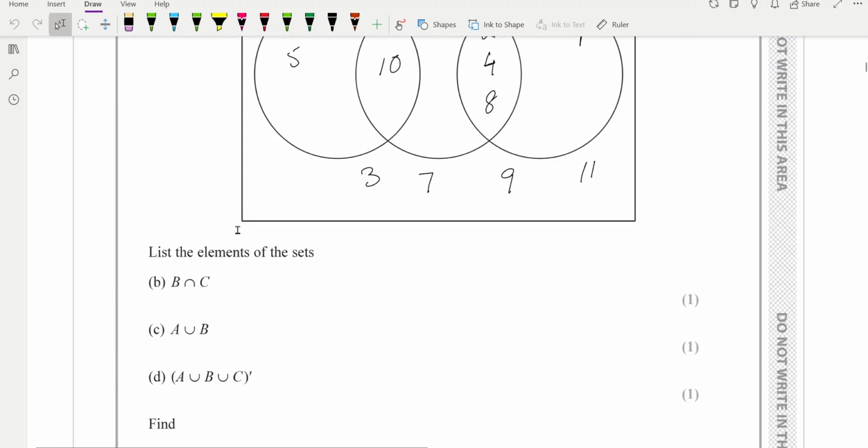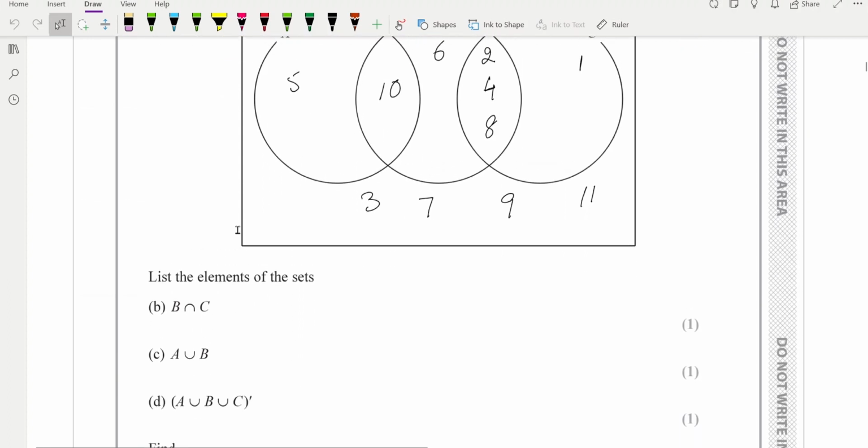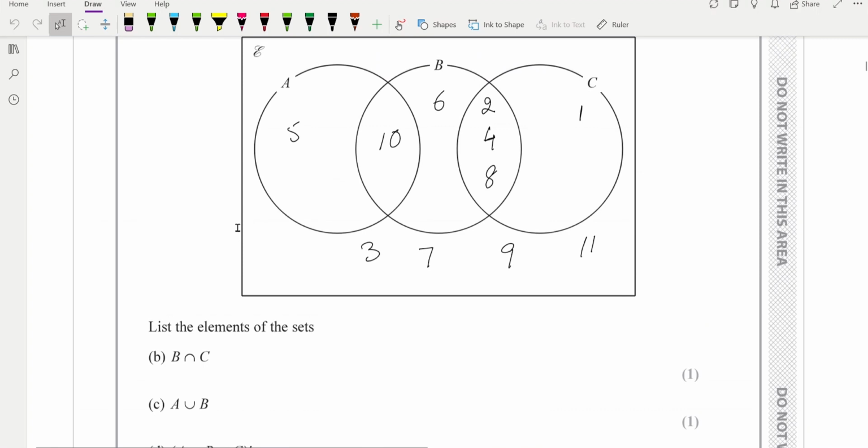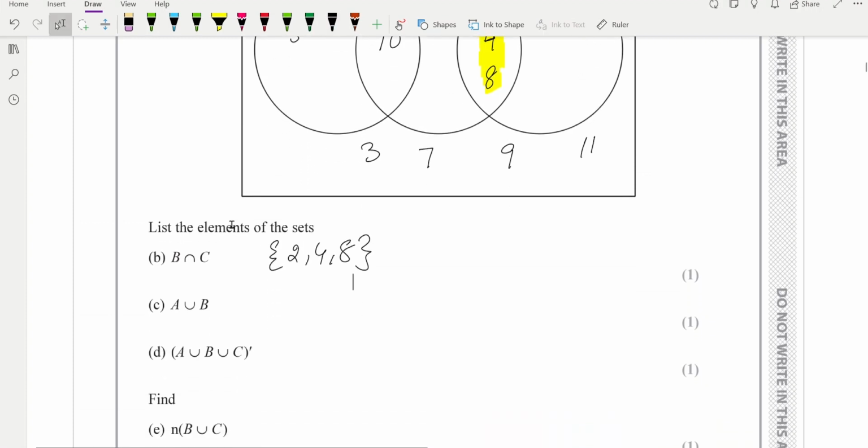Now list the elements of set B intersection C. B intersection C means whatever is common to both B and C. The common portion is this region, so we can write the answer to this one as 2, 4 and 8.